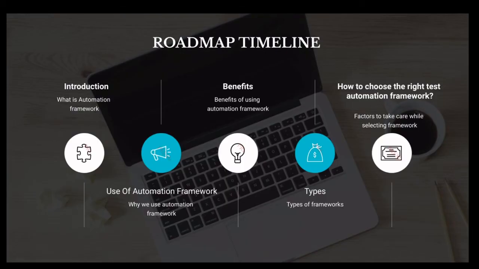So this is our agenda for today. First we will talk about what is an automation framework. Then we will talk about the use of an automation framework: why we should use it and what its benefits are. Later we will talk about different kinds of automation frameworks. And in the last, the most important point, we will talk about how to choose the right framework. As we have multiple automation frameworks available, what criteria should we take care of before choosing one?